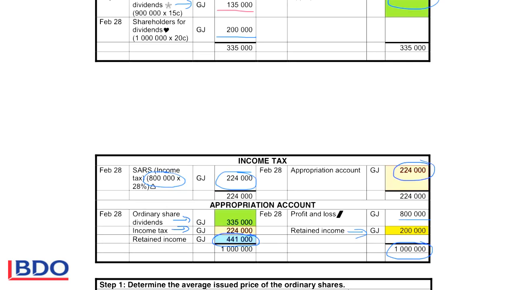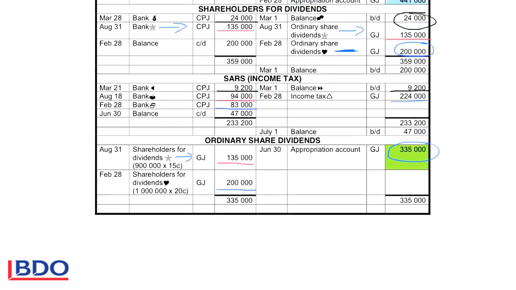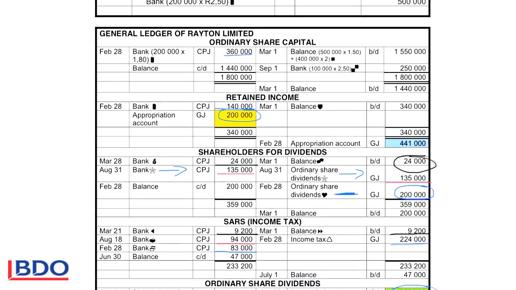That means that the retained income increased from 200,000 at the beginning of the year to 441,000 at the end of the year. So they kept back the retained income from previous years and added some more money for the current year. And in your retained income account, you will transfer from the appropriation account the 441,000 that was kept back in the business.